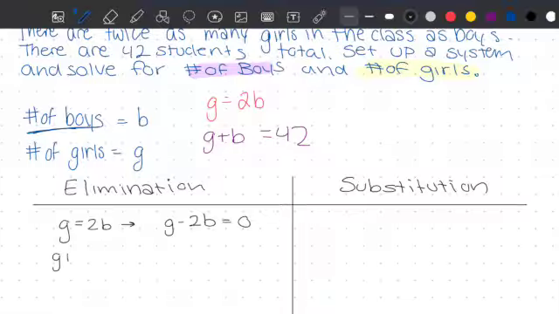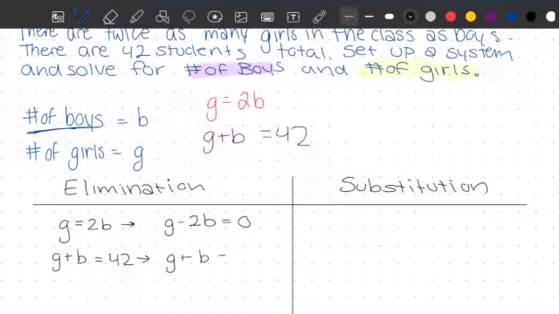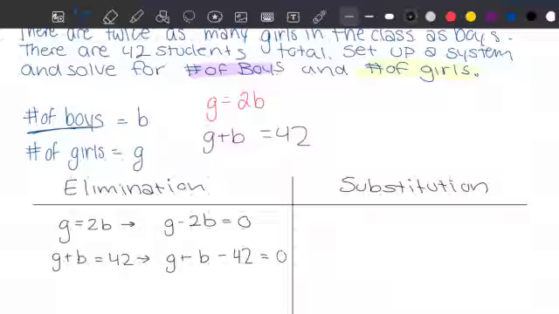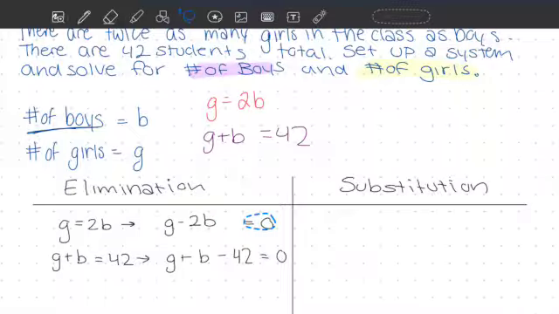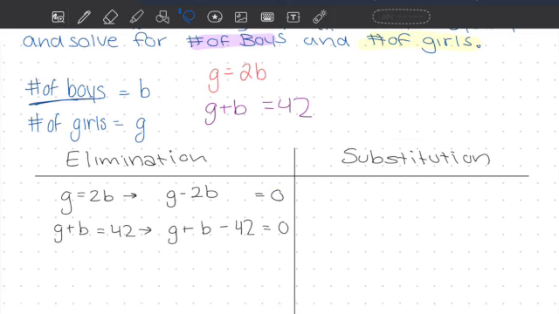The G plus B equals 42 becomes G plus B minus 42 equals 0. Just to make this a little bit clearer, I'm going to move that 0 over here. Okay, so I've lined them up one on top of the other. My G's are in line, my B's are in line, and there's no constant for this first equation here, so I've left that spot blank.